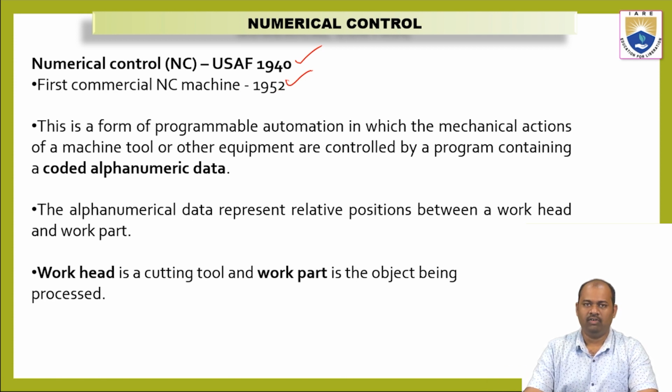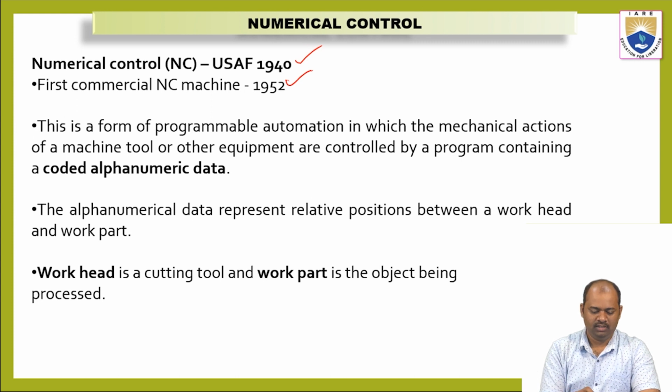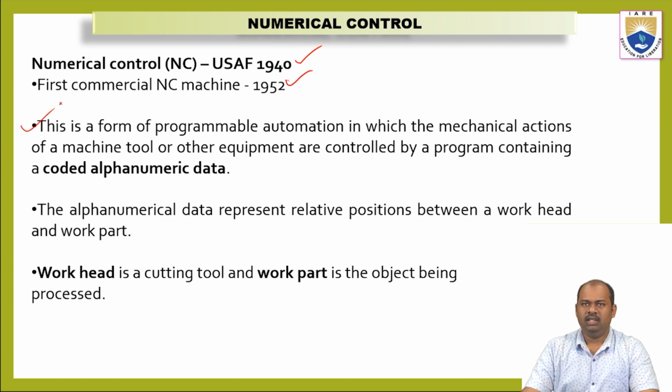A lot of developments and technology were developed only during the war. This is a form of programmable automation in which the mechanical actions of a machine tool or other equipment are controlled by a program containing coded alphanumeric data.